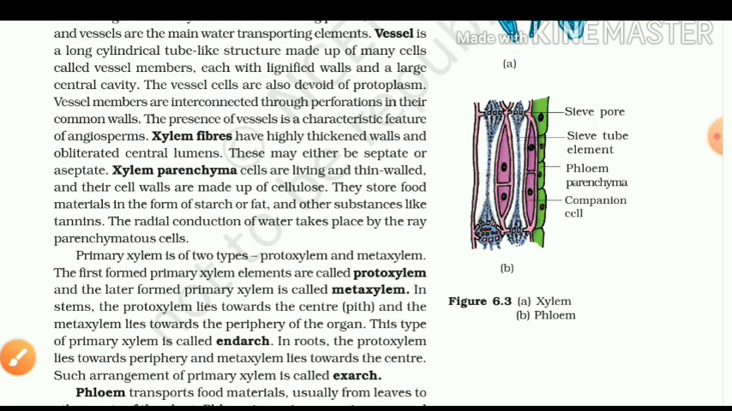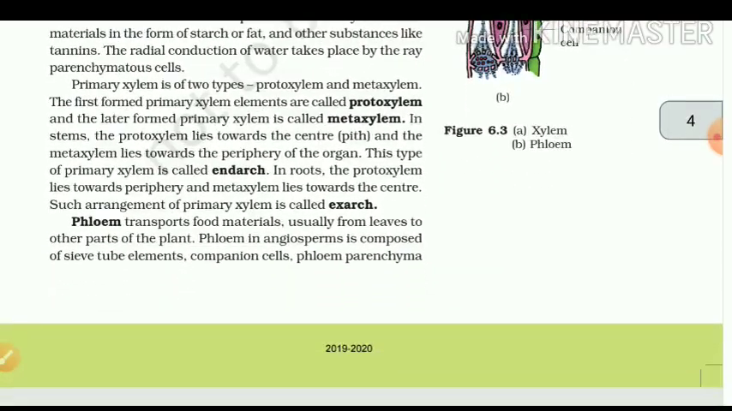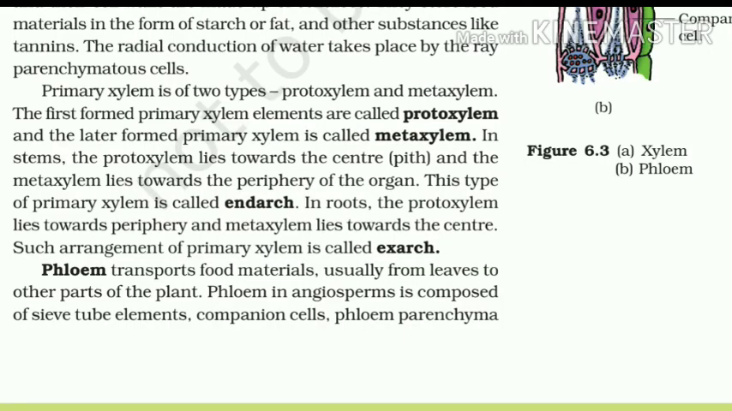We will discuss phloem right now. But before going to phloem, we have to discuss one more important point. So guys, here it is. What is meant by protoxylem? Basically, primary xylem consists of two types of cells: protoxylem as well as metaxylem. What is meant by protoxylem? The first formed primary xylem element is said to be protoxylem. So the xylem formed at the first formation of the xylem is said to be protoxylem.